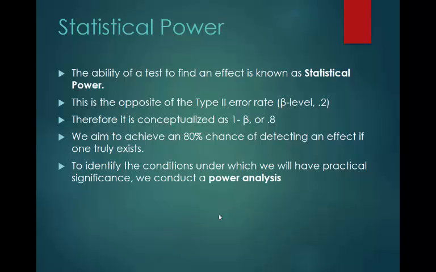So we would want an 80% chance of detecting an effect if one truly exists. And remember, on the last slide when we were talking about statistical significance, we want a 95% chance of making sure that we don't find an effect if one does not exist. You have to actually calculate your statistical power, and this is based on a few things.